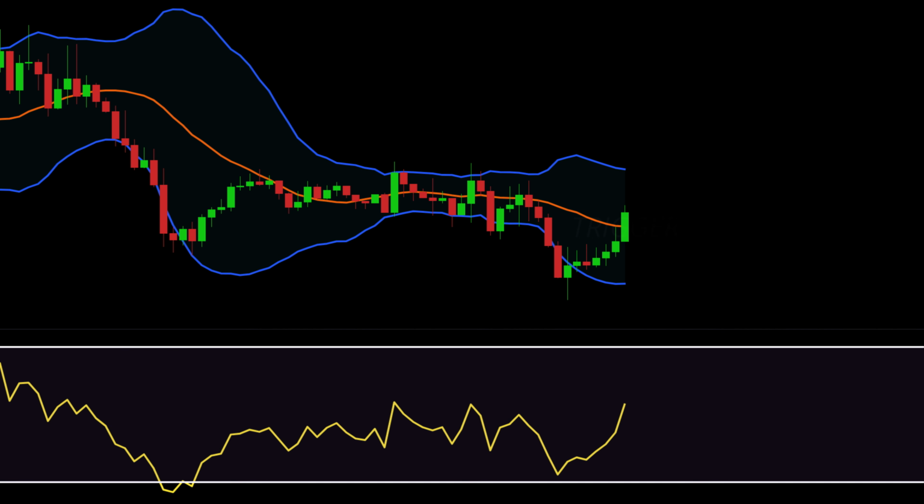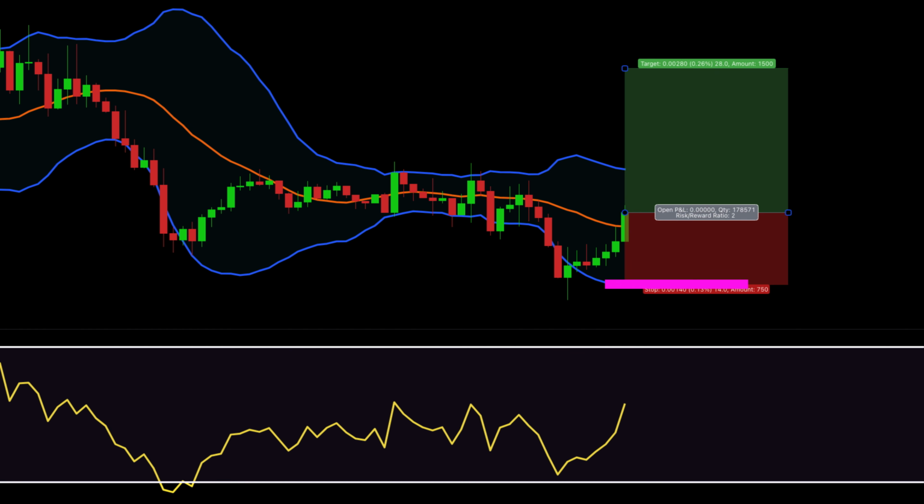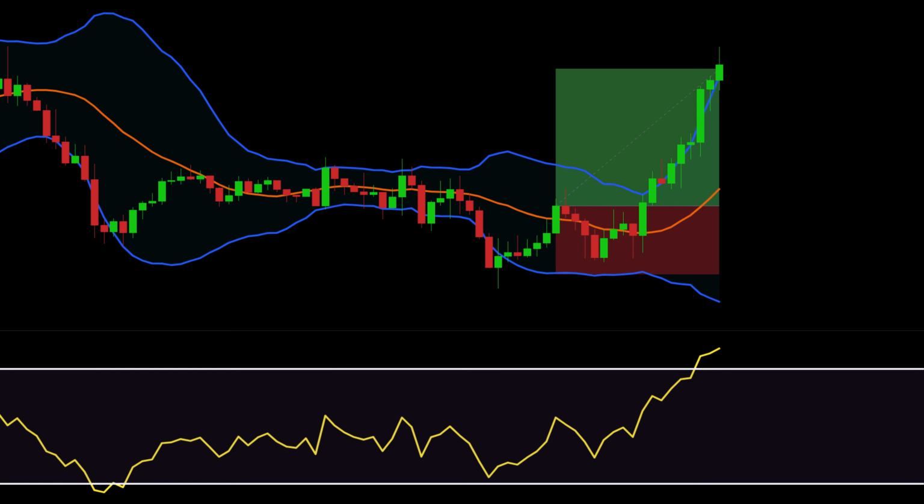That is our trigger candle. We place our stop below the bottom Bollinger Band and target 2 times risk. And long example 1 makes an impulsive move to the profit target.